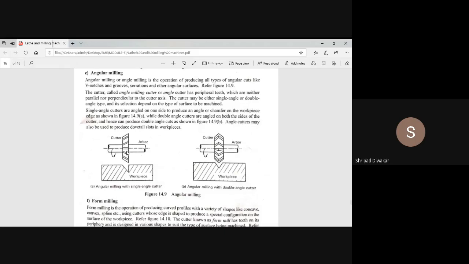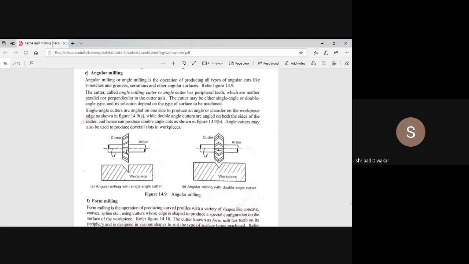The single angle cutter is fixed on the arbor, and this arbor is fixed to the spindle of the milling machine. See the difference between a single angle cutter and a double angle cutter. By fixing this double angle cutter, we can generate the double angle formation in the given workpiece.